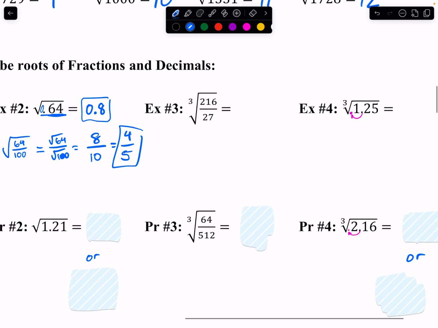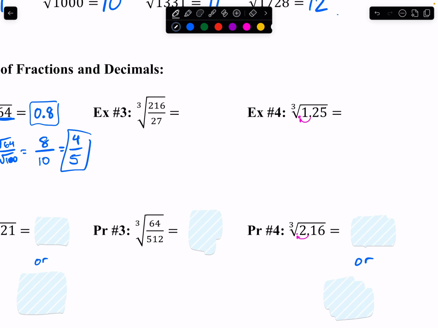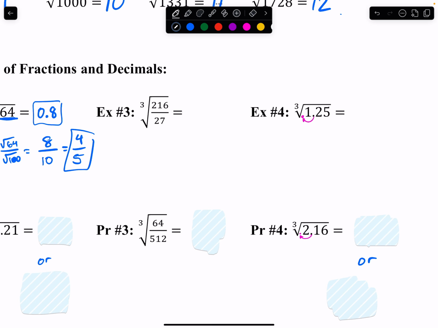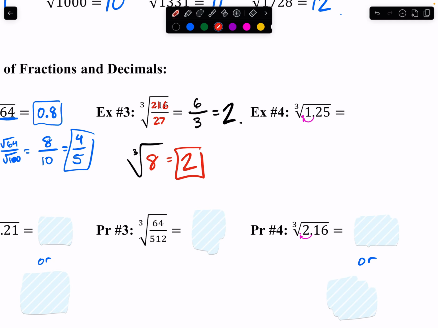All right. In example 3, again, there's multiple ways to do this. If you saw that 216 and 27 are both perfect cubes, that is fine. You can cube root the numerator and get 6, cube root the denominator and get 3, and then reduce your fraction to get 2. You could have also noticed that this fraction reduces. 216 divided by 27 is actually 8. So if you reduce that fraction first, that's okay. The cube root of 8, what number times itself three times gives us 8? Well, it's still 2. So either way, you get 2.